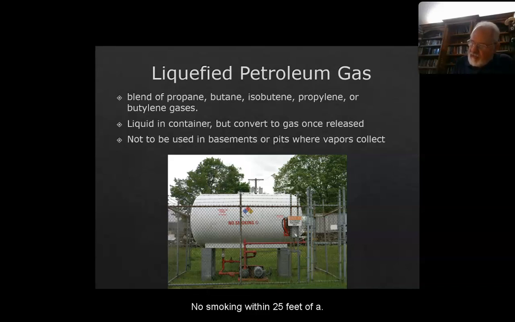No smoking within 25 feet of LP gas installations, and combustible materials and vegetation must be cleared within 10 feet of the tank. LP may not be stored in portable tanks on building roofs and will be limited for storage inside buildings.